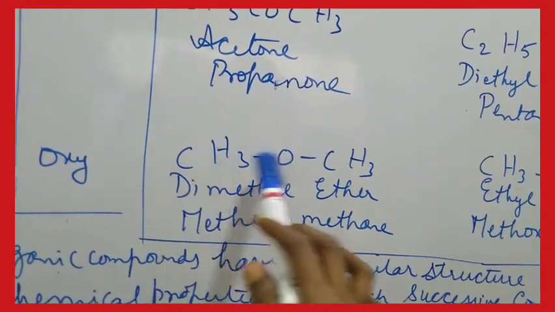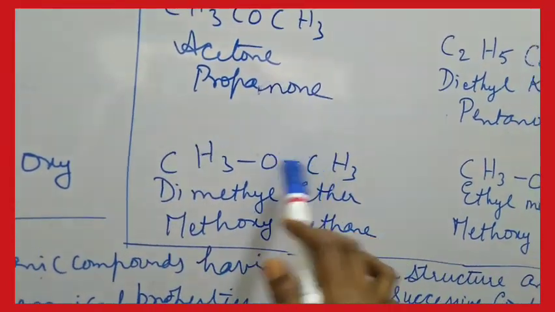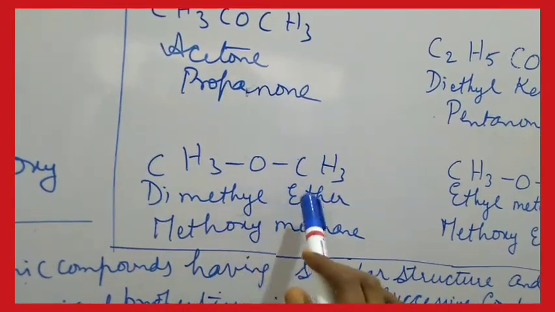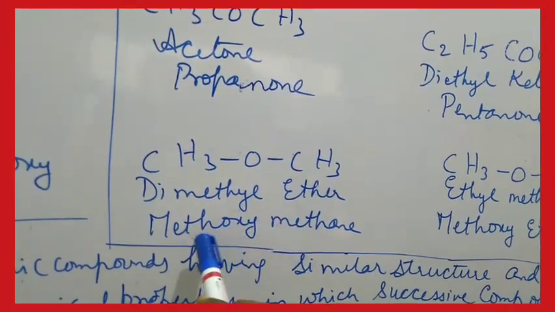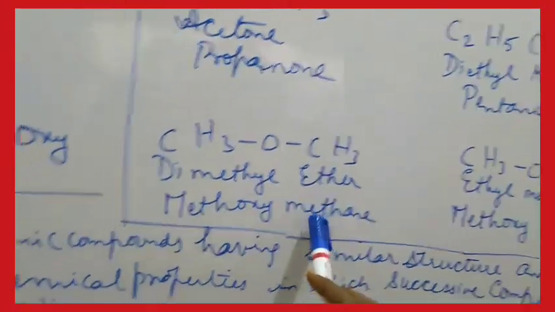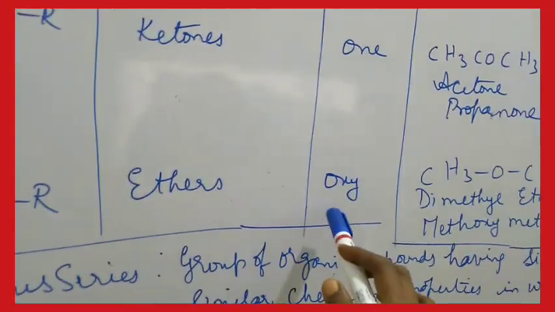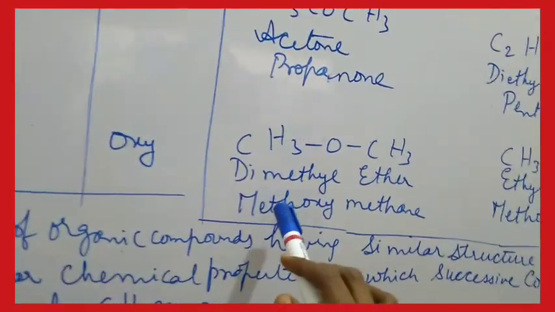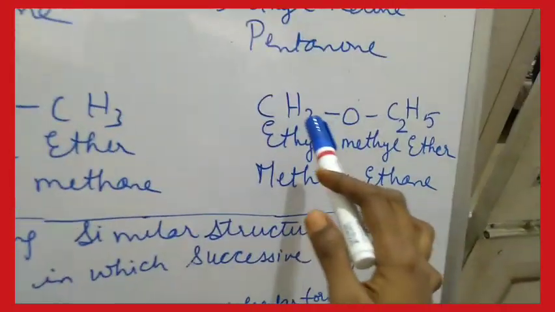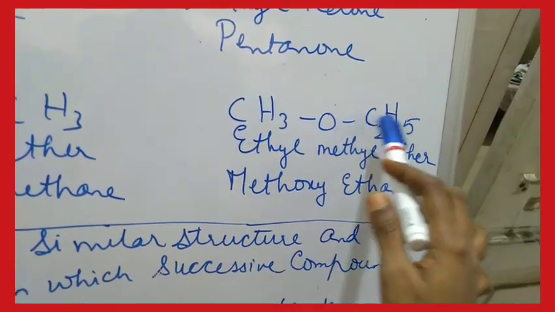So how many CH3s are there? This is methyl, this is methyl. 2 times, so dimethyl ether, or the IUPAC name is methoxymethane. I said ethers are named with oxy. So methoxymethane. One more example is CH3OC2H5.